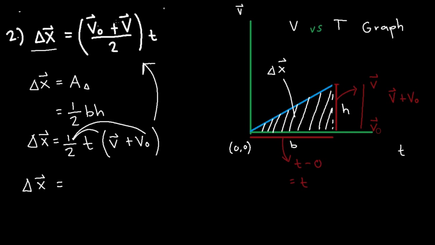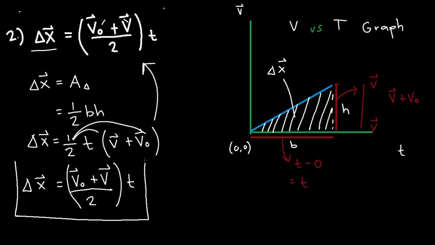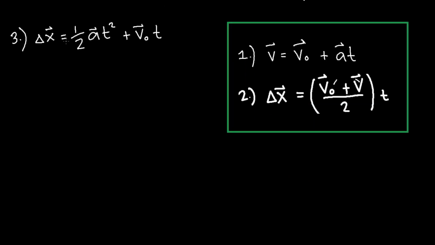So pwede ra nimo i-baliktad ang initial or final velocity. So displacement equals initial velocity plus final velocity over 2, times time. So therefore, ing-ani pagkuha ang displacement. Next is the third kinematic equation.